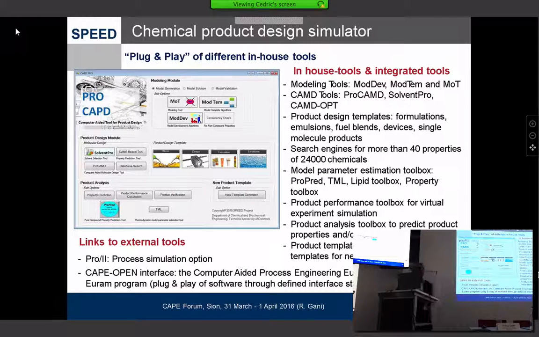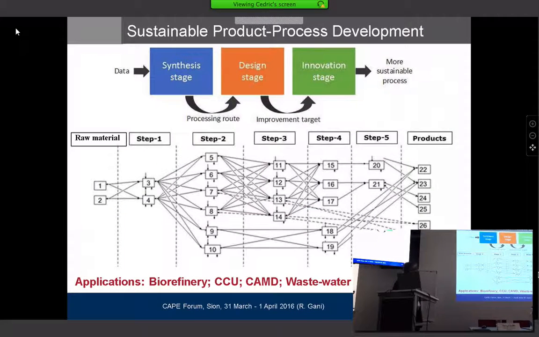Just like a process simulator, it has all the options for a product simulator. And I think it can be quite interesting. If you are interested, you can also try it out. We would be happy to give trial versions to you.